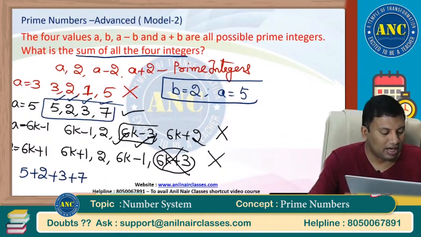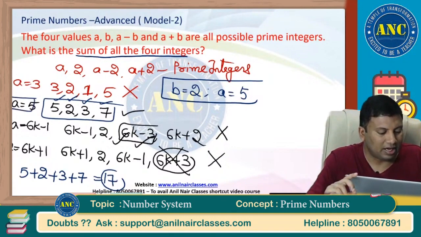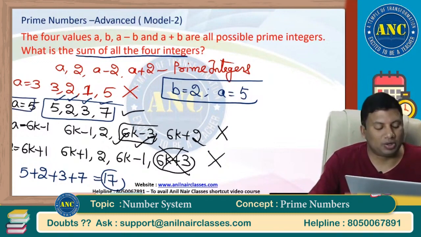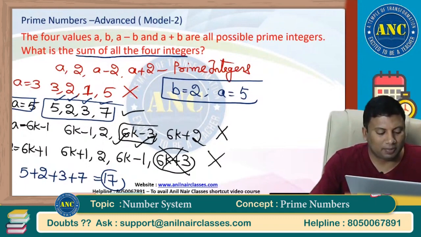I hope the idea is clear. So, answer is nothing but 17. A is 5 and B is 2. 5, comma 2, comma 5 minus 2, 5 plus 2. 5 plus 5, 10, 10 plus 7, 17.